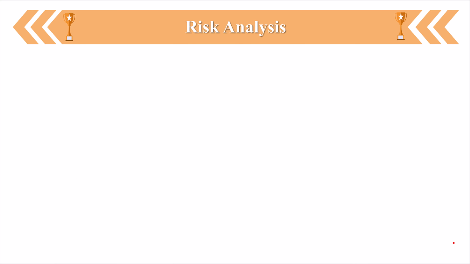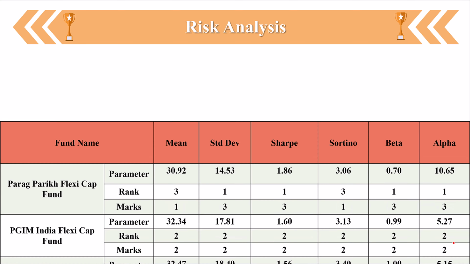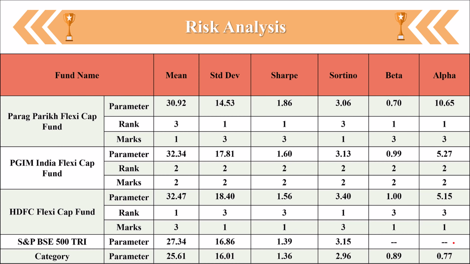Next is the risk analysis part. We will do the comparison on the basis of mean, standard deviation, Sharpe ratio, Sortino ratio, beta, and alpha. First is mean. Mean indicates average return, so the more return you have, the better it will be. Here you can see that the maximum return comes from the HDFC Flexi Cap Mutual Fund, that's why the mean is very high. So they have been ranked 1 and marks 3 allocated.